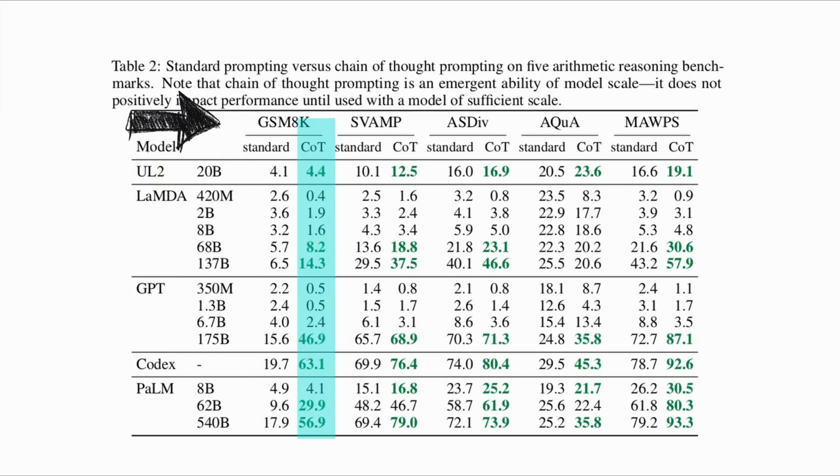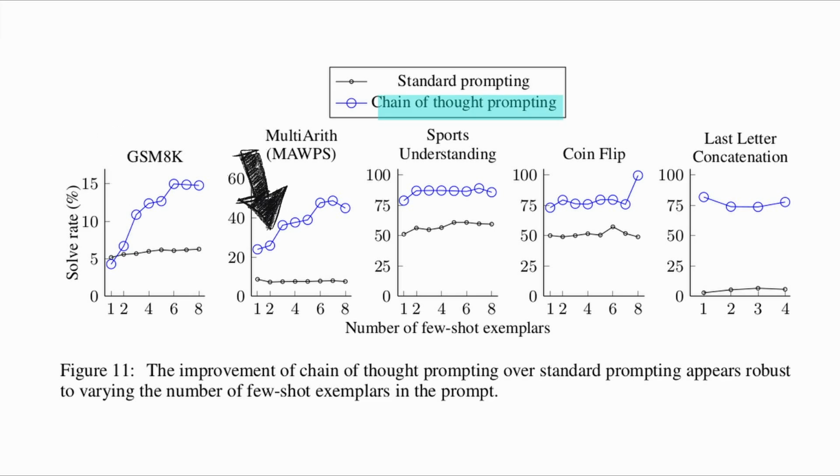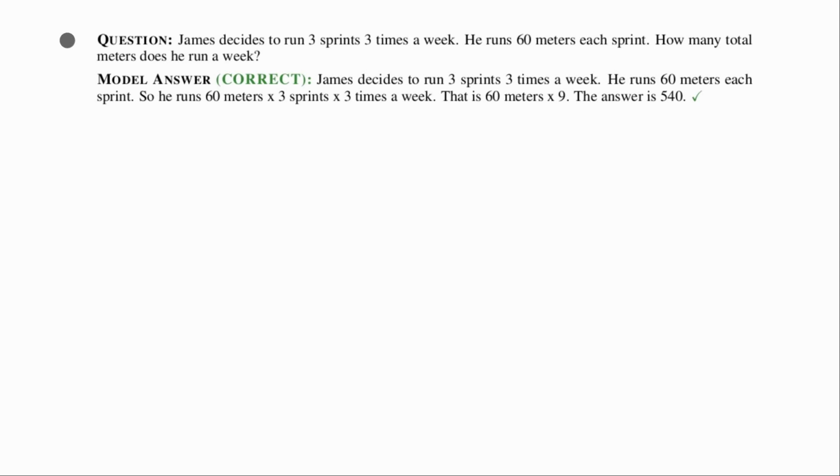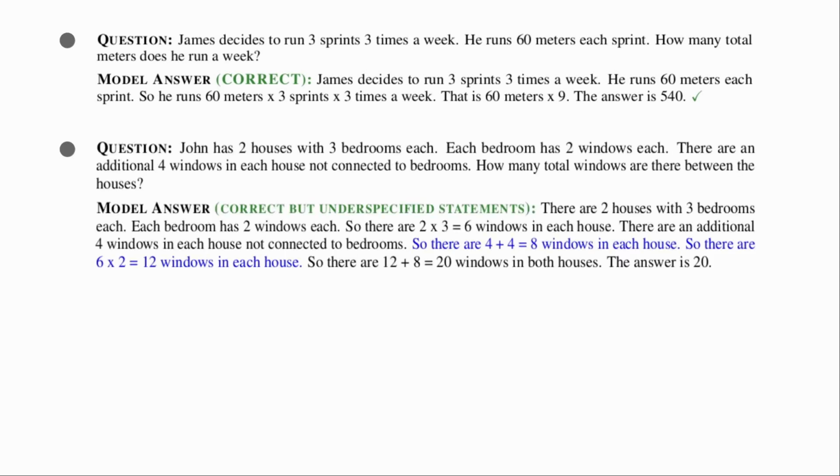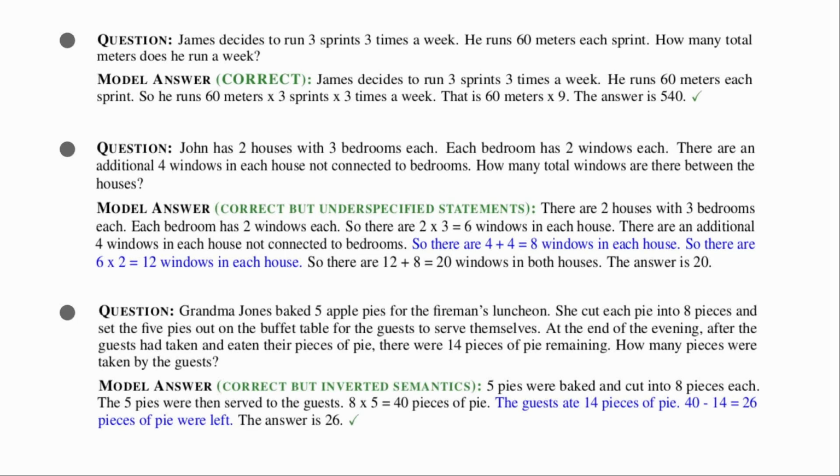They show how prompt engineering with a chain of thought outperforms standard prompting across various language models and test datasets. Feel free to pause the video and read these examples of the chain of thought that are implemented on a famous reasoning test, GSM-8K.